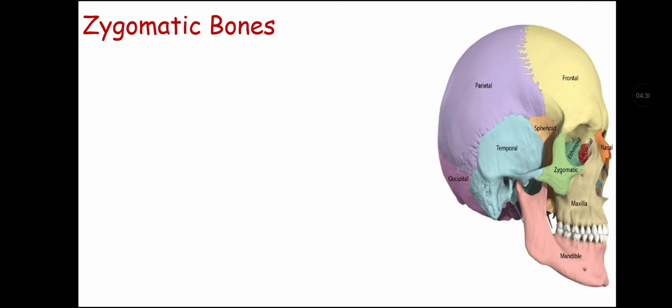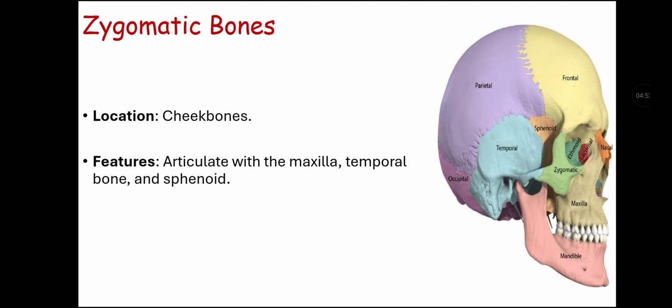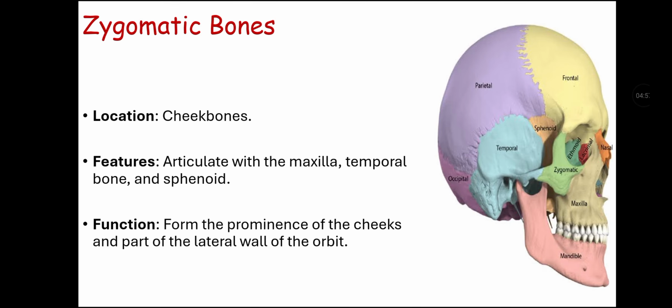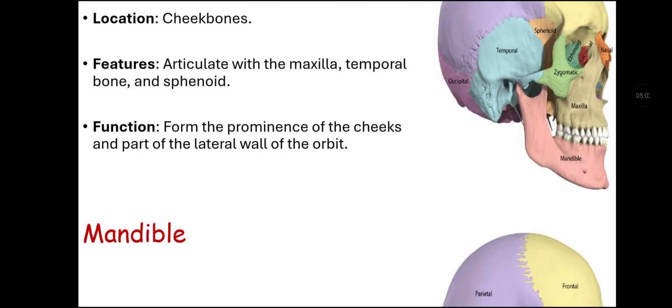Next bone is the zygomatic bone. As you can see here in the diagram, just at the side of the maxilla, the lateral side of the maxilla, there is a green color bone, that is the zygomatic bone. They are paired bones, that means there will be 2 zygomatic bones in every skull. They are located at the cheekbone area. They articulate with the maxilla, temporal bone and sphenoid bone. They form the prominence of the cheeks and part of the lateral wall of the orbit.